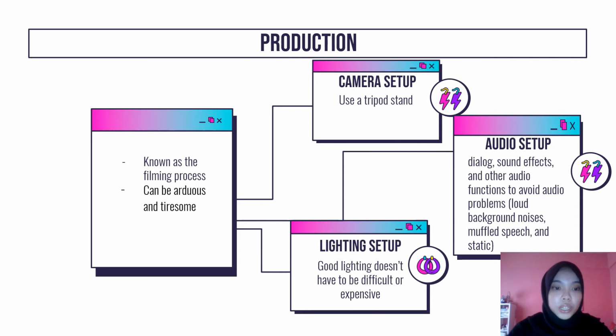During the production stage, there are 3 things that we need to be mindful of to achieve a good quality video, which are the camera setup, the audio setup, and the lighting setup. Each setup needs to be carefully followed and done correctly for the video to turn out good. The first one is the camera setup. For the camera setup, use a tripod for the camera so that the video doesn't turn out shaky or wobbly.